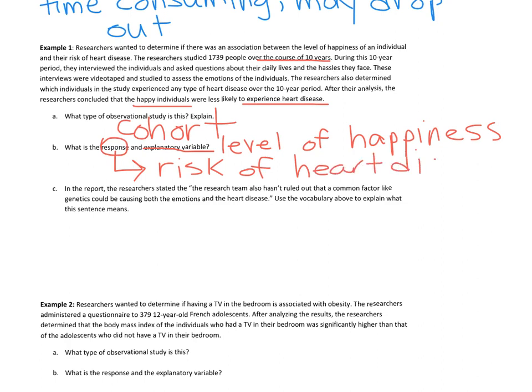All right. And again, in a different study, these two variables might be switched, right? Maybe the response variable is level of happiness, explanatory variable is risk of heart disease. But just how they concluded the statement, that's how we figured out which one was which.